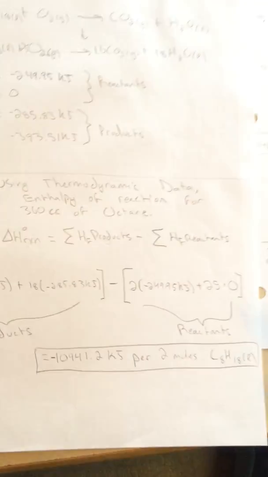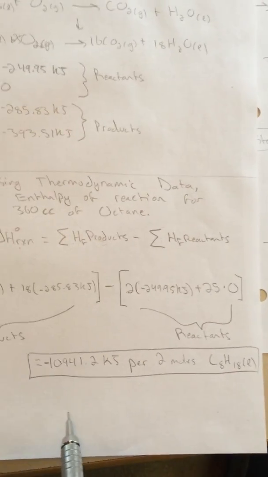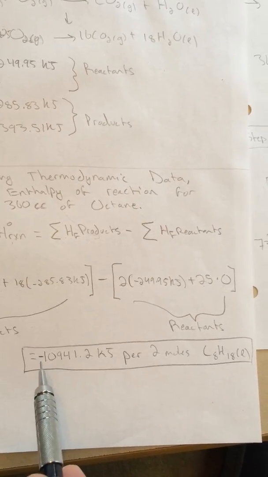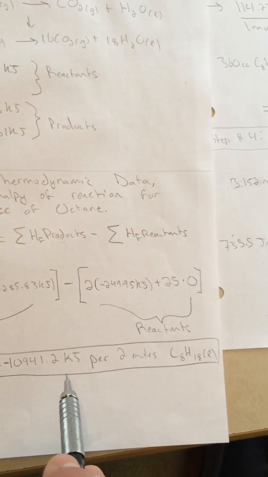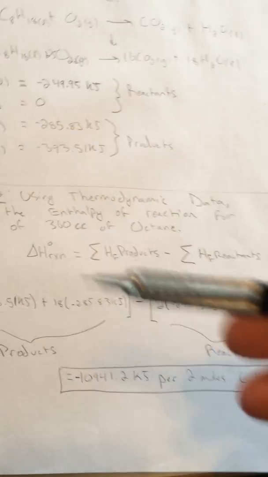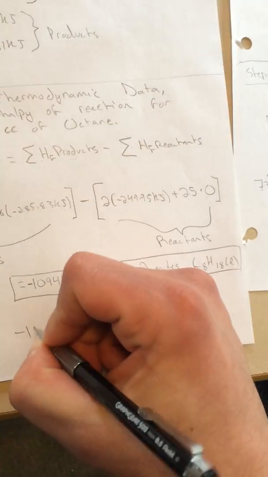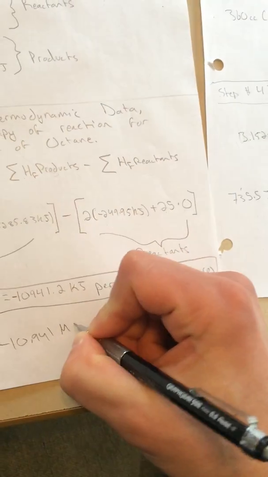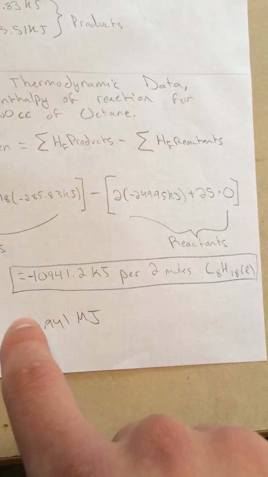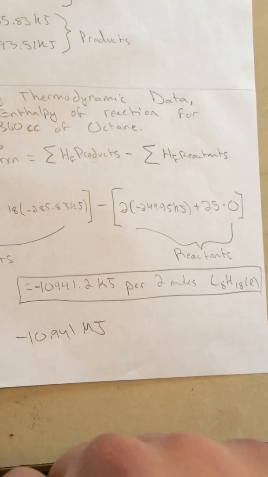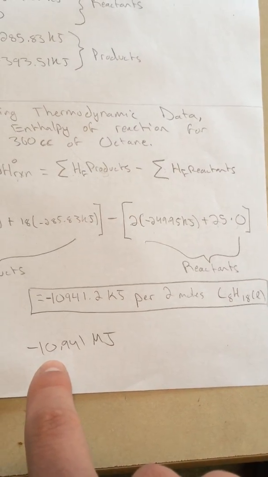And after you do all the correct calculations, you're going to get this number, and it is negative 10,941.2 kilojoules of heat. And that's pretty big. And another way of writing that would just be negative 10.941 megajoules. I won't say heat, I'll say of energy. And we have an interesting value here. We have a negative. So why do you think we have a negative answer here?